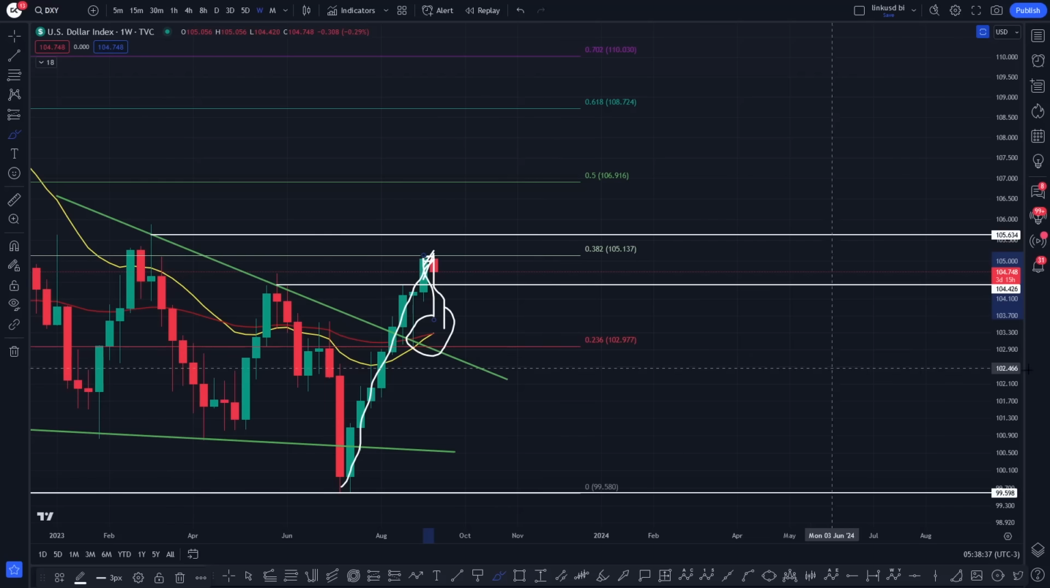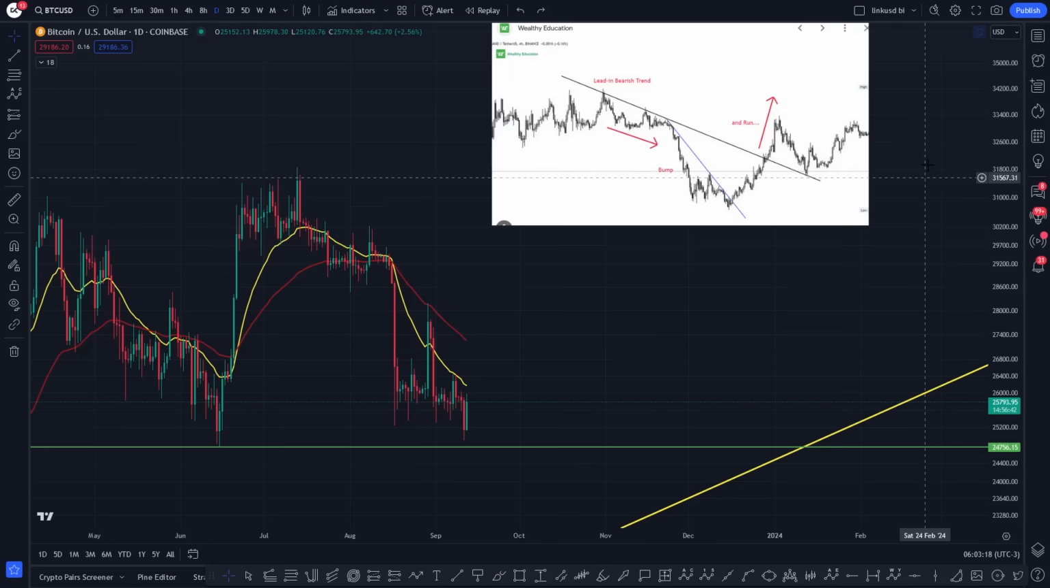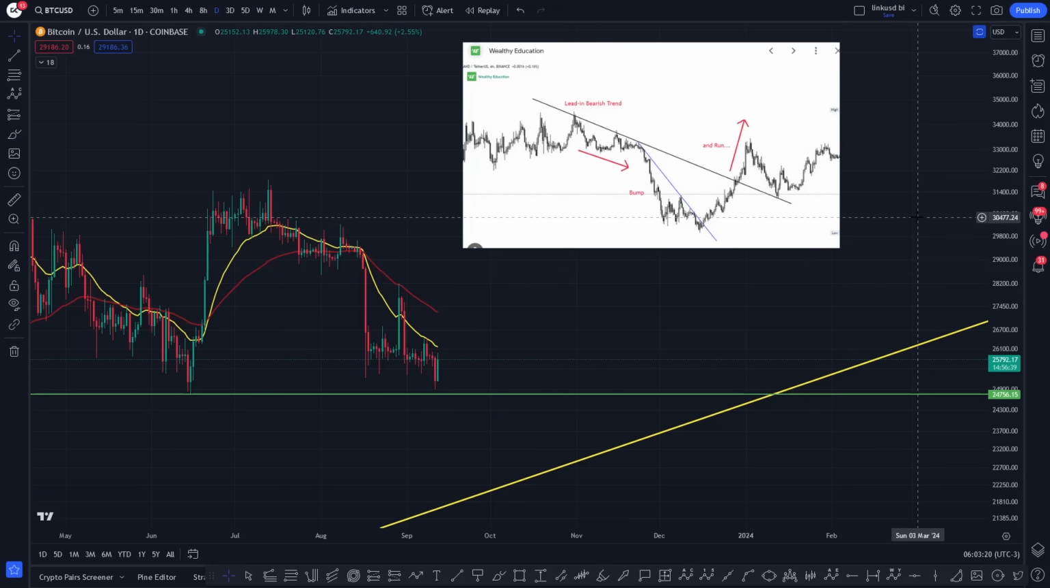Okay, so let's dive into the Bitcoin chart to see what we can see today. Looking at Bitcoin on the daily time frame, at the moment I can't get too bearish again. People are saying permabear or whatever, but we've not even lost that low just yet.